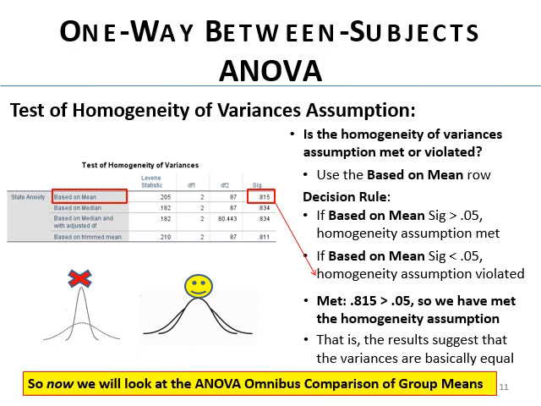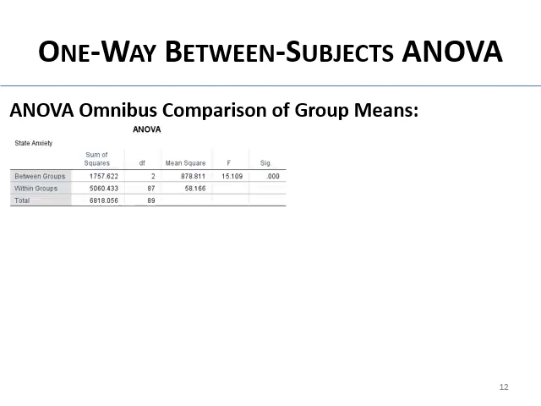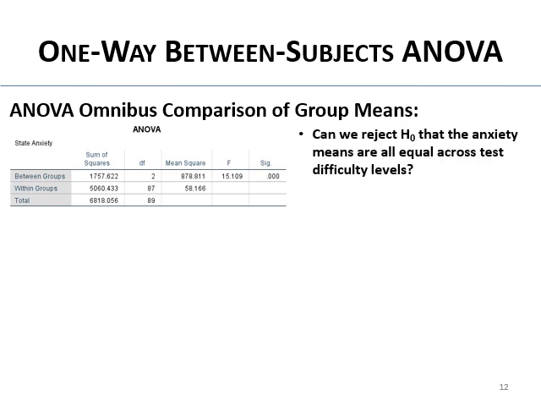So now we can go ahead and look at the actual ANOVA omnibus comparison of the group means. This is the fun part. This is where we're actually looking at whether test difficulty affected their anxiety. All right, so this is going to be the omnibus test of the actual anxiety means. It's not surprisingly called ANOVA, and you can see there's a couple of rows in there. There's between groups, within groups, and a row called total, and there is one sig value.